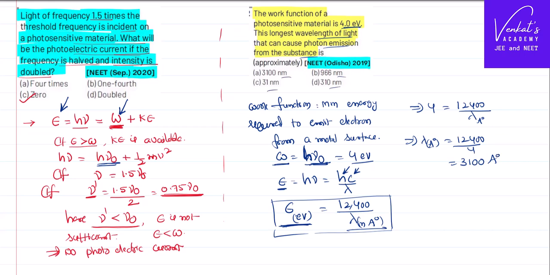Nano means 10 power minus 9. Angstrom means 10 power minus 10. So you can write it as 3,100 into 10 power minus 10. So you can write this as 3,100 into 10 power minus 1 into 10 power minus 9. So this is 3,100 into 10 power minus 1 nanometer, that is 310 nanometer. So the answer for that problem is 310 nanometer. That's how we have to solve that problem.